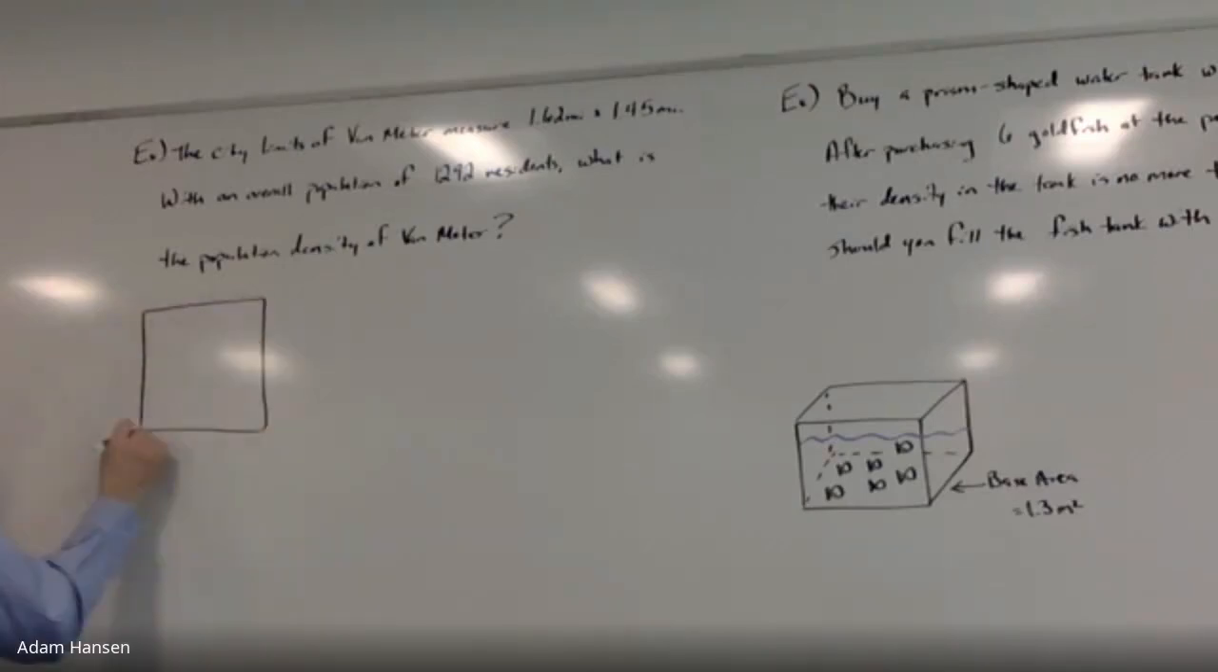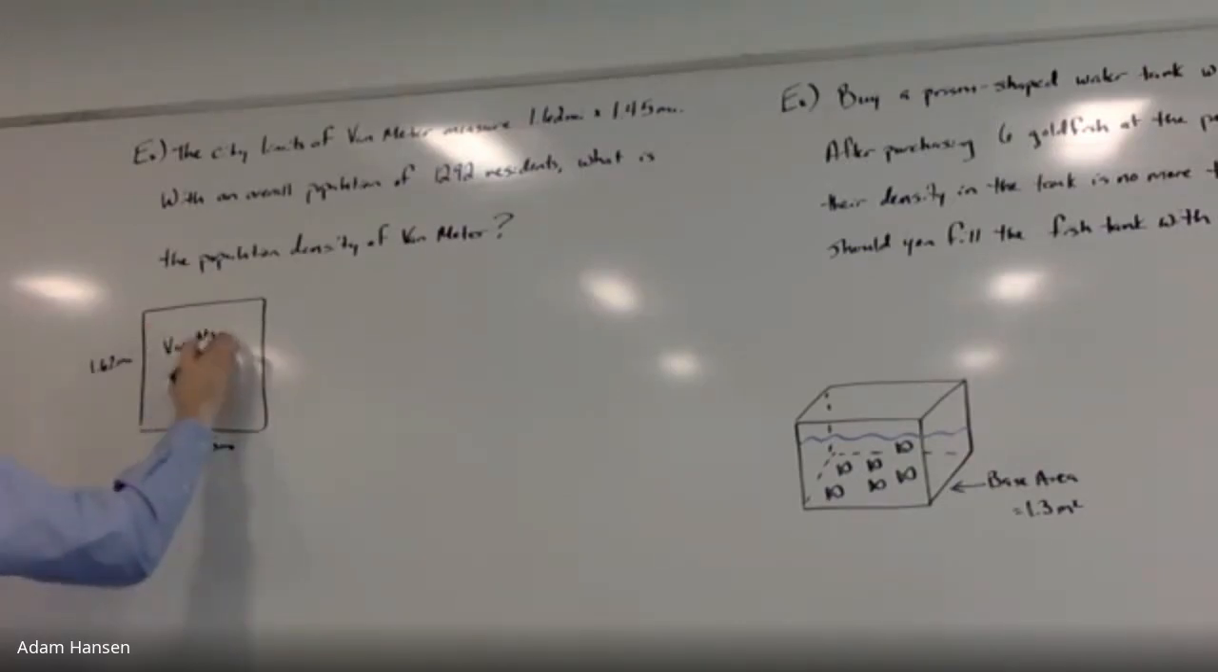So let me draw here the shape of the town. 1.62 miles, 1.45 miles, here for Van Meter. Density is going to describe the people per square mile. How many people live in this much area or this much space? How many people live in Van Meter? Okay, what's the land area of Van Meter? How much space does Van Meter take up?